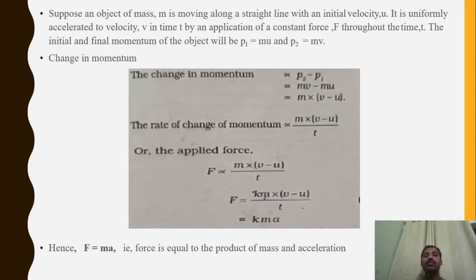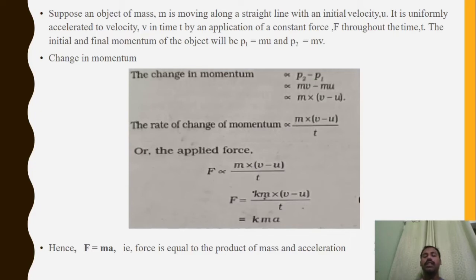That is, suppose an object of mass m is moving in a particular direction with an initial velocity u. If you give a constant force F throughout a time t, the body will be accelerated to a final velocity v in time t seconds. Then its initial momentum and final momentum are p1 and p2.